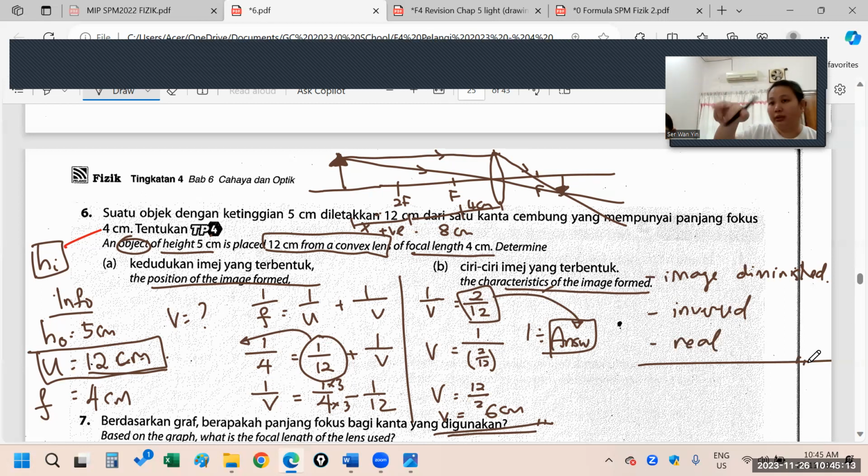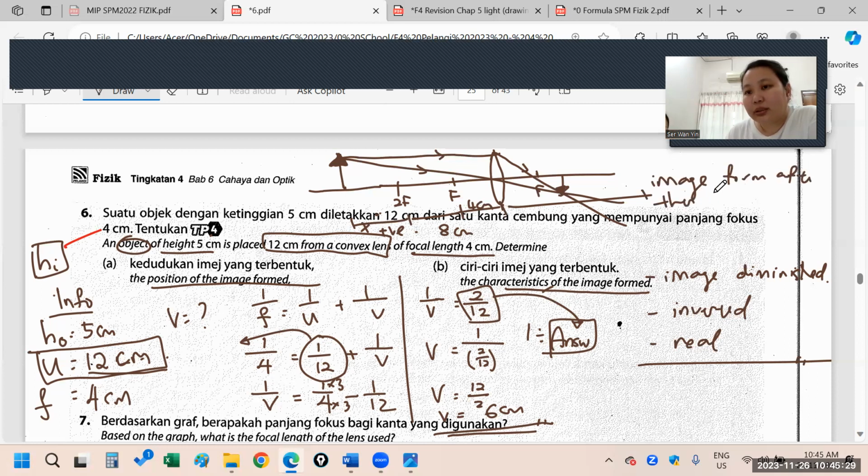As long as it is inverted, it is real. Okay, real means the image forms after the lens. Why? Because the lens is transparent, so the light is supposed to pass through the lens. So normally inverted means real.